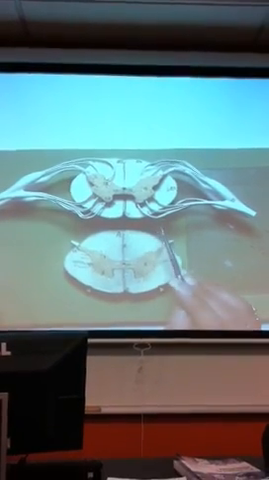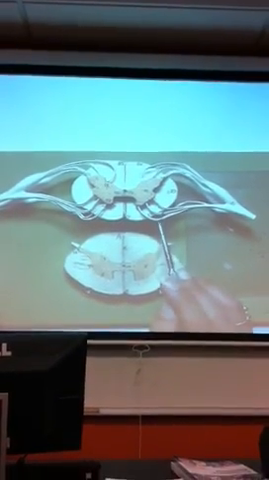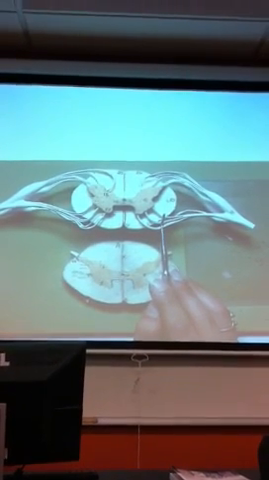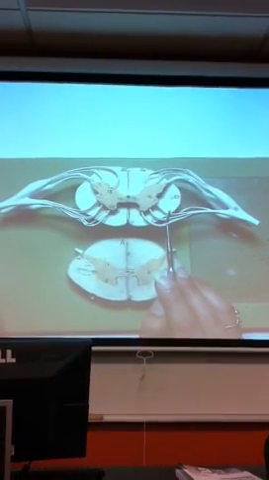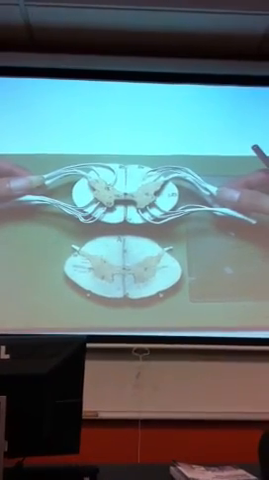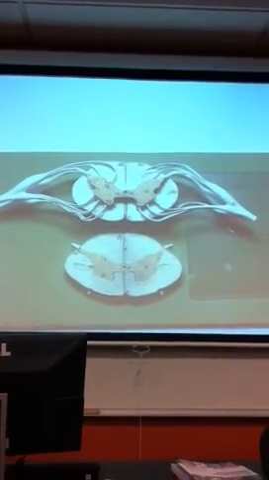Name these structures. Ventral roots. Name the structures. Dorsal roots. Name the structure. Spinal nerves. Name the structure. Dorsal root ganglion. That's it. That's everything.